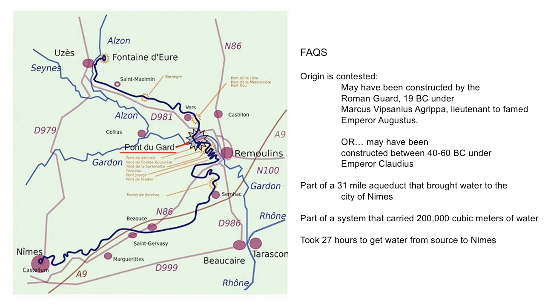Just a little history on the aqueduct. The origin is contested. It may have been constructed by the Roman Guard around 19 BC under Marcus Agrippa, who was lieutenant to the famed Emperor Augustus. Or it could have been constructed between 40 to 60 BC under Emperor Claudius. No matter who built it and exactly when, it's part of a 31-mile aqueduct that brought water to the city of Nimes. It's part of a system that carried 200,000 cubic meters of water to the city of Nimes. It took 27 hours to get water from the source to the city of Nimes along this aqueduct.